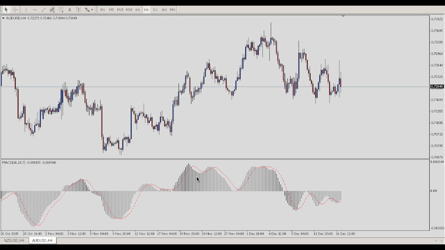You can use MACD as a sole indicator, but we don't recommend it. We want you to use other indicators as well to confirm some trades.